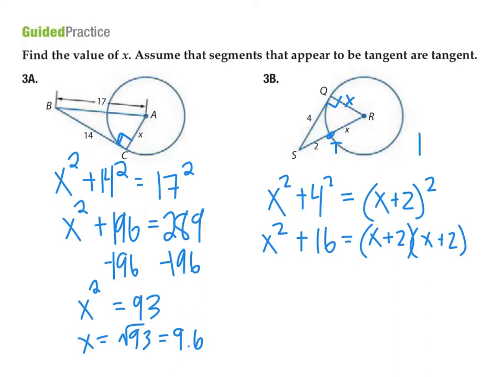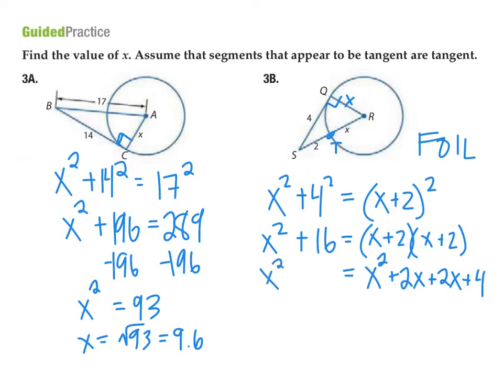Now we're going to use FOIL here. We're going to multiply the first terms together. The x is our first, so x times x is x squared. Next, it's the outside terms. The x and the 2 are on the outside, so that's going to become a 2x. Then the inside terms are also 2 and x. And then the last terms are 2 and 2, which is 4.